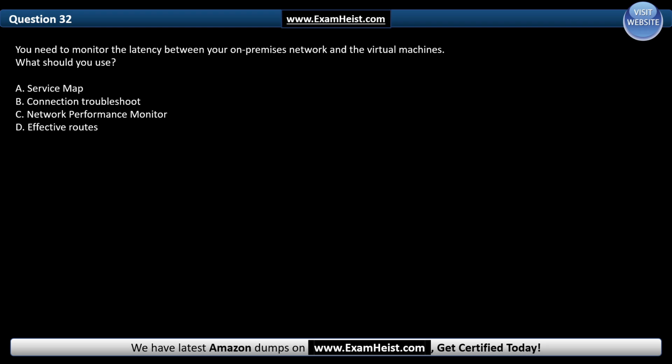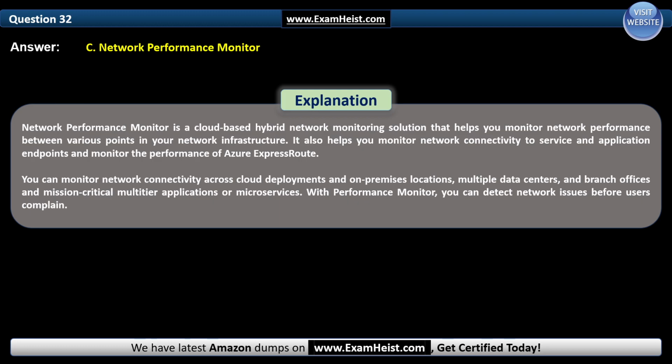The correct option is C. Network Performance Monitor. Network Performance Monitor is a cloud-based hybrid network monitoring solution that helps you monitor network performance between various points in your network infrastructure. It also helps you monitor network connectivity to service and application endpoints and monitor the performance of Azure ExpressRoute.